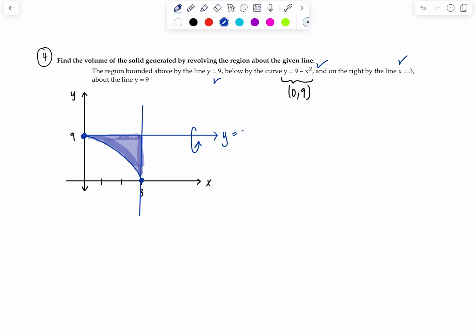Here's y equals 9. So let's see if you flip it over. There's y equals 9. And then if we slice perpendicular to the axis of revolution, notice these slices are moving in the x direction. So we're going to integrate with respect to x. And there is no hole in any of these slices. So these are actually discs, not washers. We only have one radius. Can you see? Okay, so we're going to integrate with respect to x.